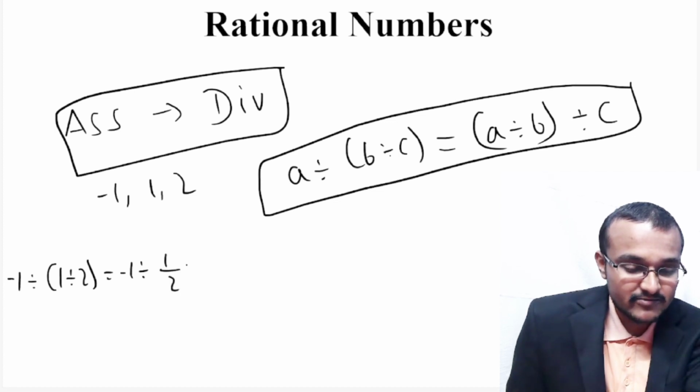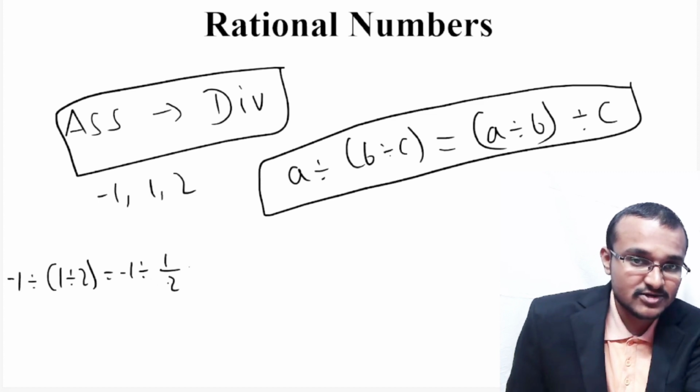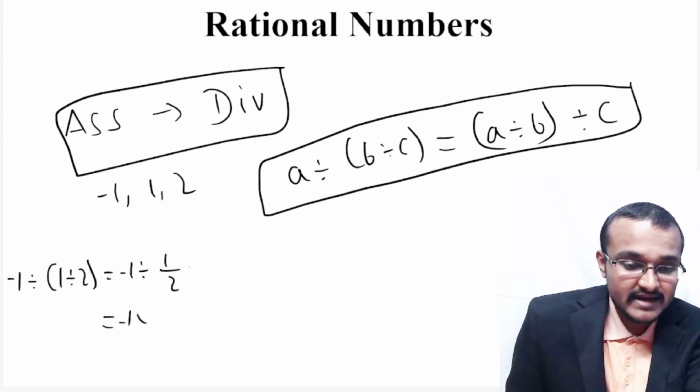So minus 1 divided by 1 by 2 will be, now I can interchange this division into multiplication by interchanging the numerator and denominator of the second term. So minus 1 into 2 by 1. So minus 1 into 2 by 1 will be minus 2.